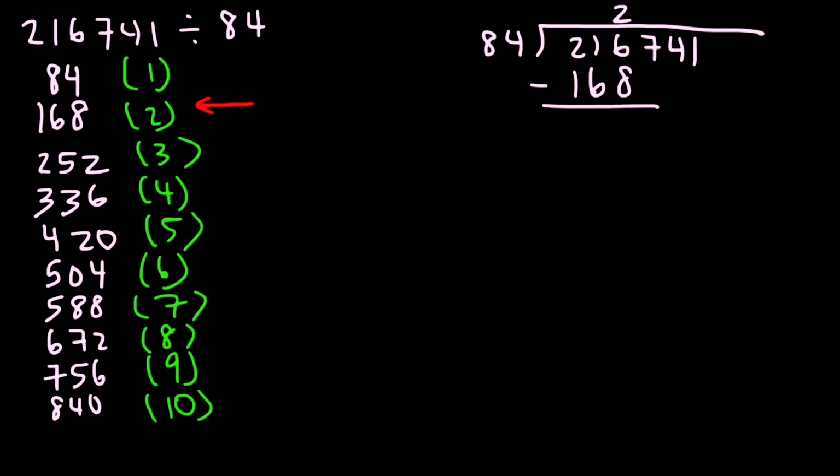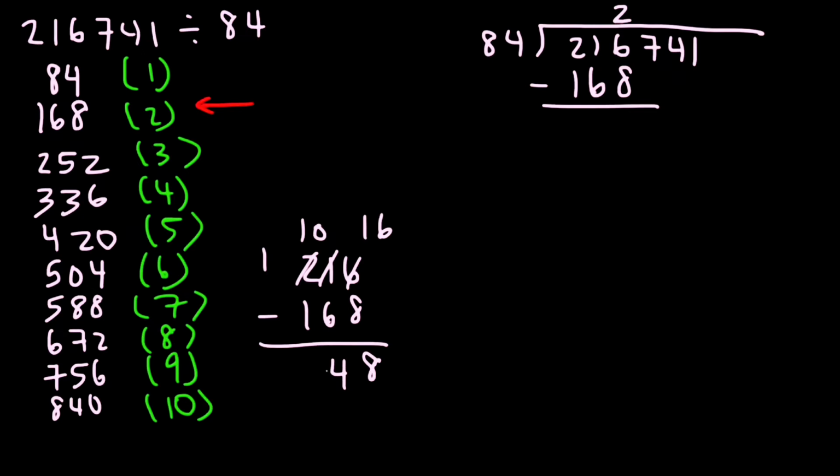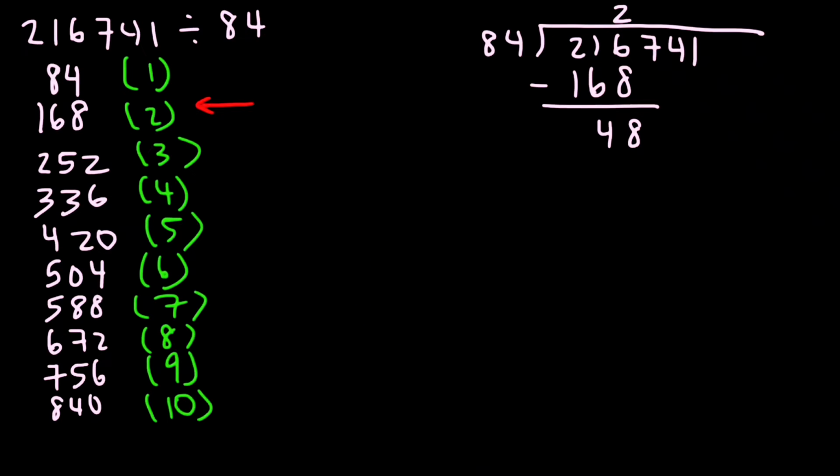So now we need to subtract 216 minus 168. So we need to borrow a 1. So 16 minus 8 is 8. And we need to borrow another 1. 10 minus 6 is 4. And 1 minus 1 is 0. So this is going to be 48. Now let's bring down the 7. So how many times does 84 go into 487?